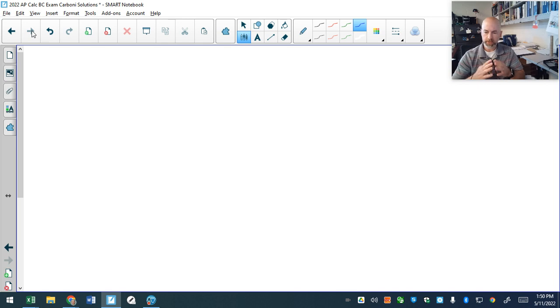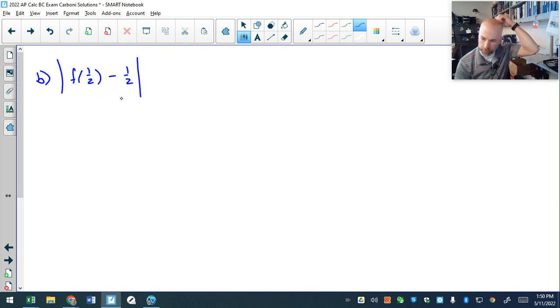Show that the absolute value of f of 1/2 minus 1/2 is less than 1/10. So it's an error question. Let me see, I'm going to just start writing some stuff down here. So absolute value of f of 1/2 minus 1/2 is less than 1/10.